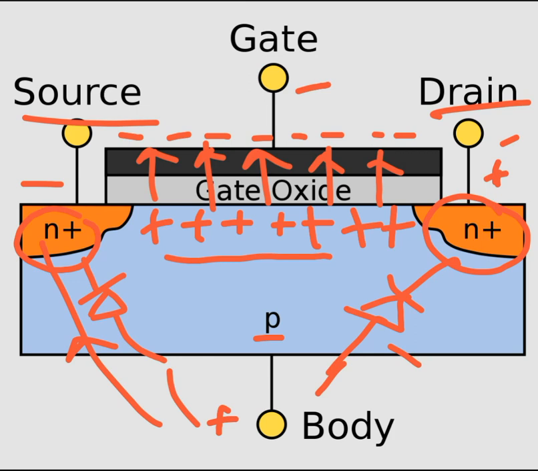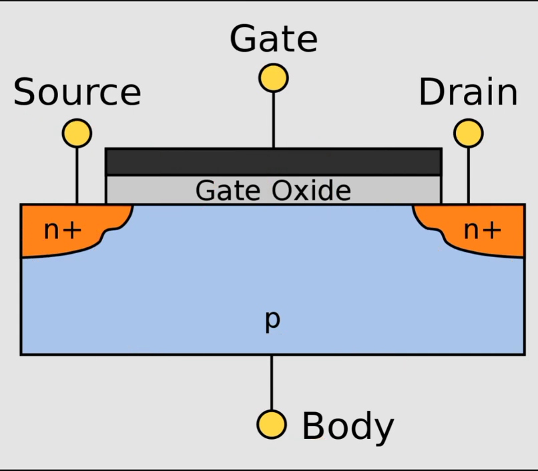So we've seen four conditions: where gate is positive with respect to body, gate is negative with respect to body, drain is positive with respect to source, and source is positive with respect to drain. So all these biasing conditions help us to understand the current flow and switching action of the FET.